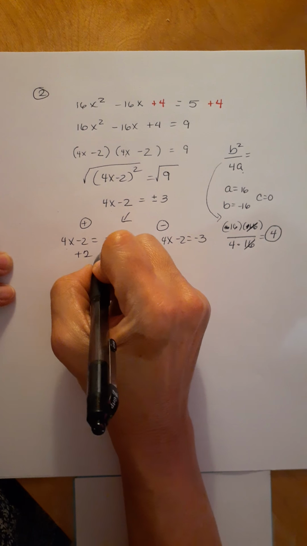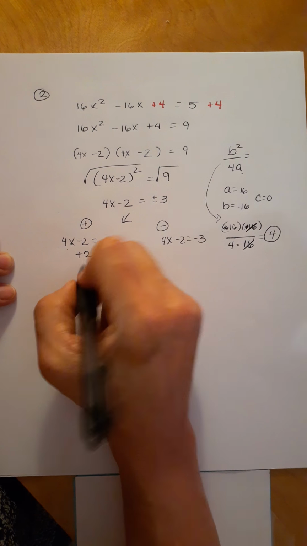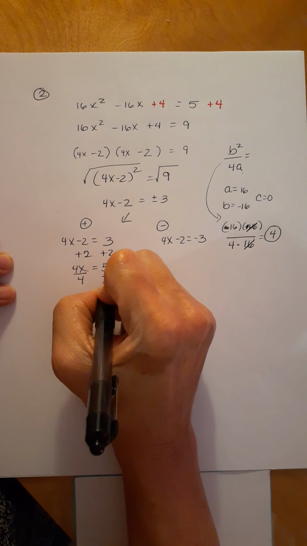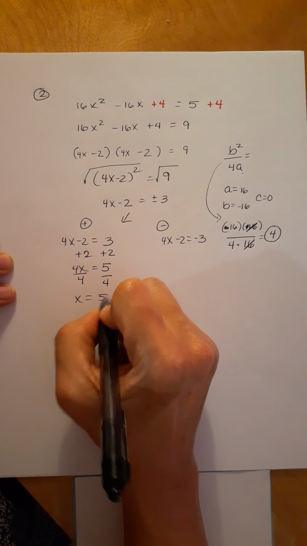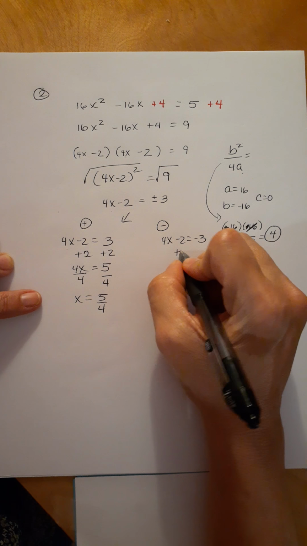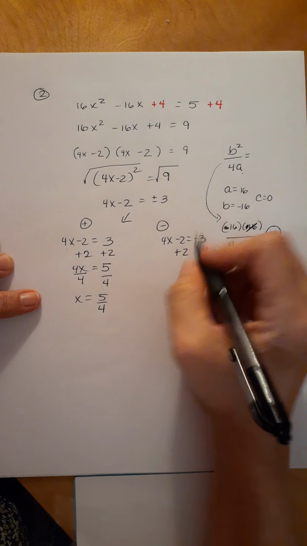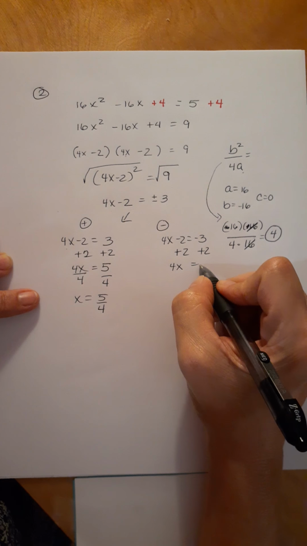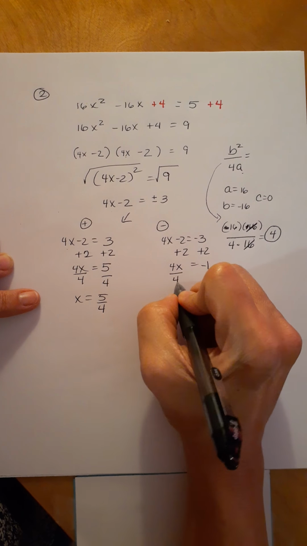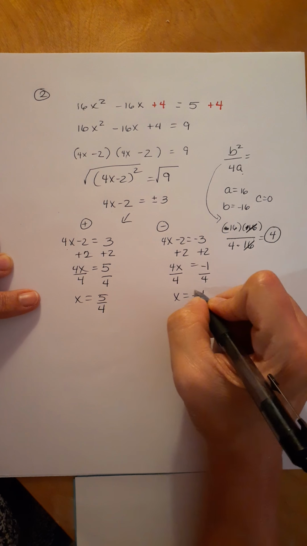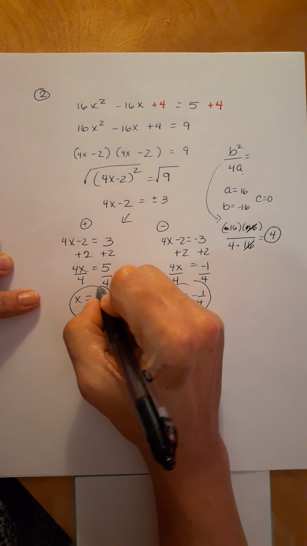We add 2, or we just move the 2 over. 4x equals 5, and we divide by 4. X equals 5 divided by 4. And we're going to leave it as a fraction. For the other one, we add 2 to both sides. 4x is negative 1. We divide by 4. X equals negative 1 over 4. Now, here we have our two solutions, and we're done.